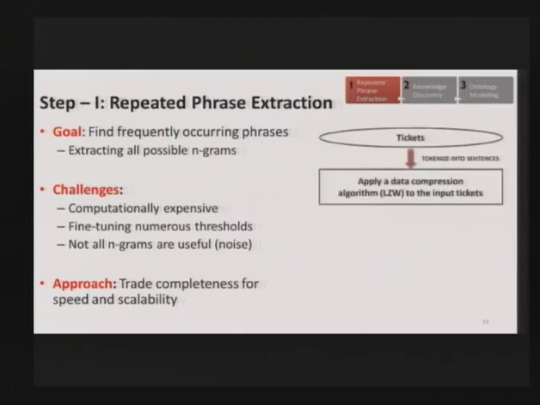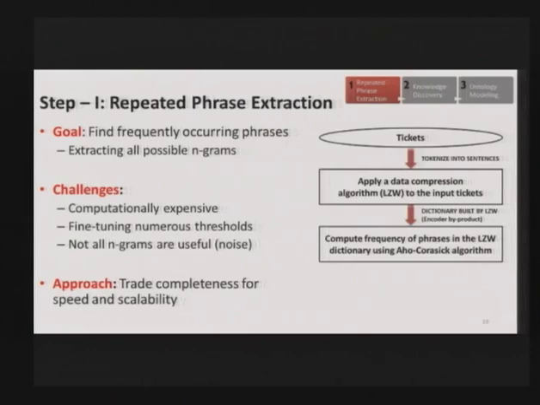Specifically, given the input set of tickets, we apply a compression algorithm to extract a list of repeated phrases. The intuition is that compression algorithms are extremely good at detecting the redundancy inside the given input. And they do this by constructing an encoder, which is typically called a dictionary. Therefore, our goal is to apply a compression algorithm. In this case, we applied LZW to the input, obtained its encoder that contains all this list of repeated phrases, and then move on to the next stage.